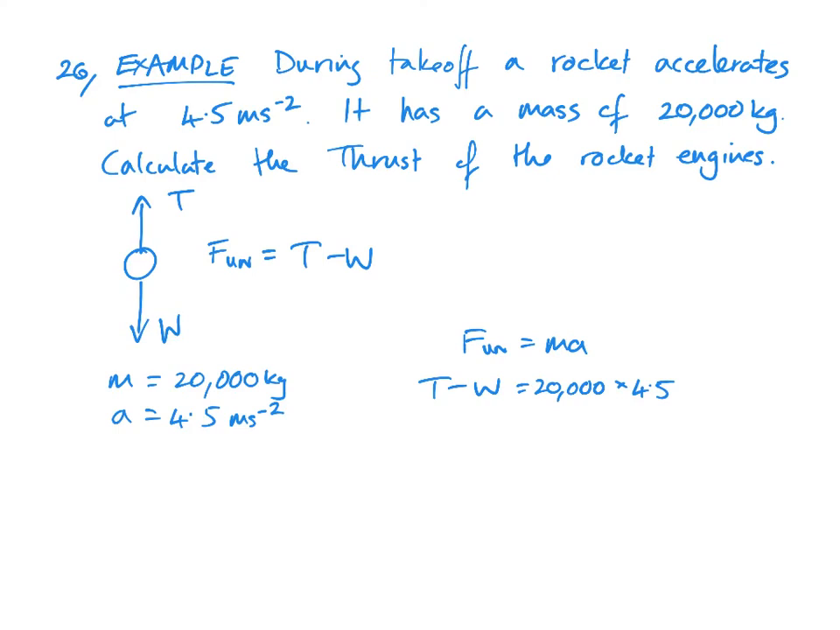Now usually in an exam question, this wouldn't all be one big question, it would be in parts. So part A might be work out the weight. Part B might be work out the unbalanced force. But I'm going to have to do a calculation of W. I don't know what it is, but we do know that W is equal to mg. We're assuming it's on Earth because it hasn't mentioned any other planet, but you could apply it to other planets. So we can do our 20,000 times 9.8. Calculator out. That's 196,000 newtons.